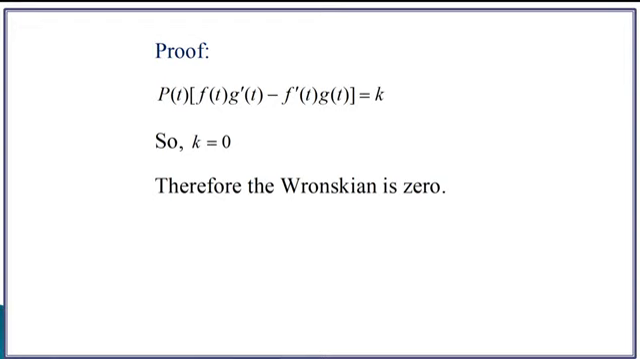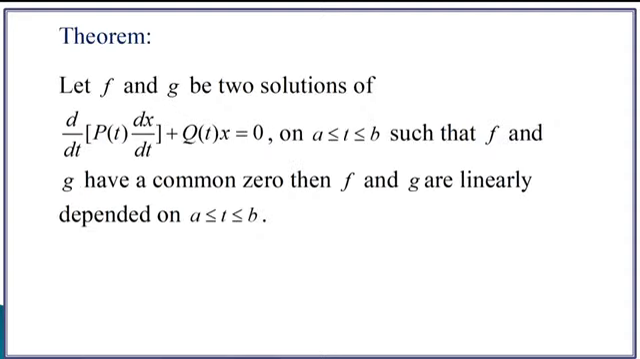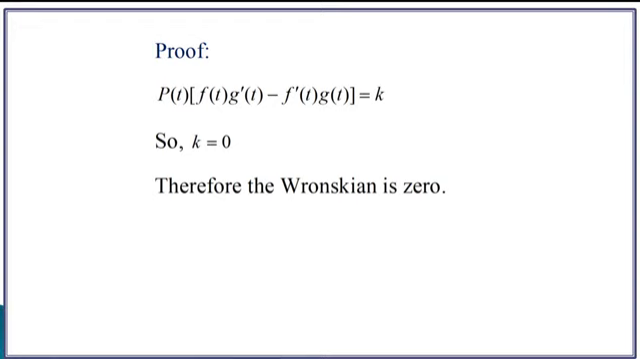The proof is very trivial, as we have proved the last part, which is the intermediate part for the next theorem. So, if you have this term equal to a constant, since f and g both are solutions, I have already proved that this term becomes constant. Now, they have one common zero. We are assuming t0 is the point where f and g both become 0. If you put t0 in this equation, which should be satisfied for all t between a and b, the constant becomes 0.